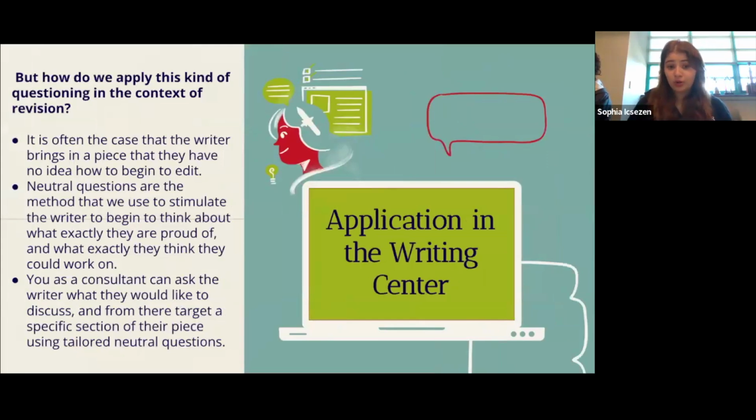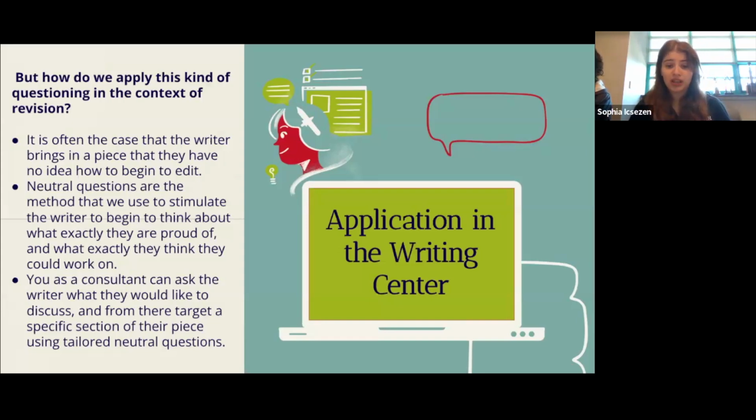Now that we know what a neutral question is and a few examples of how they can effectively be used, we must investigate how to best use neutral questions in the writing center. It is often the case that the writer brings in a piece that they have no idea how to begin to edit. This can often feel very difficult to you as a consultant because you do not necessarily know how to guide the writer. Neutral questions are the method that we use to stimulate the writer to begin thinking about what exactly they are proud of and what exactly they think they could work on.